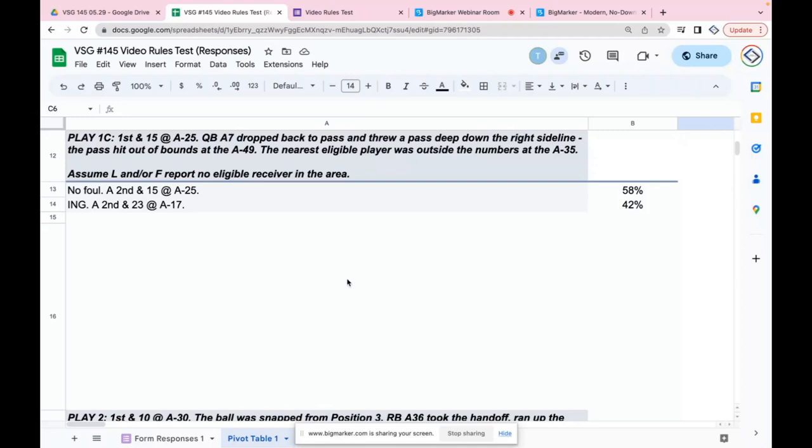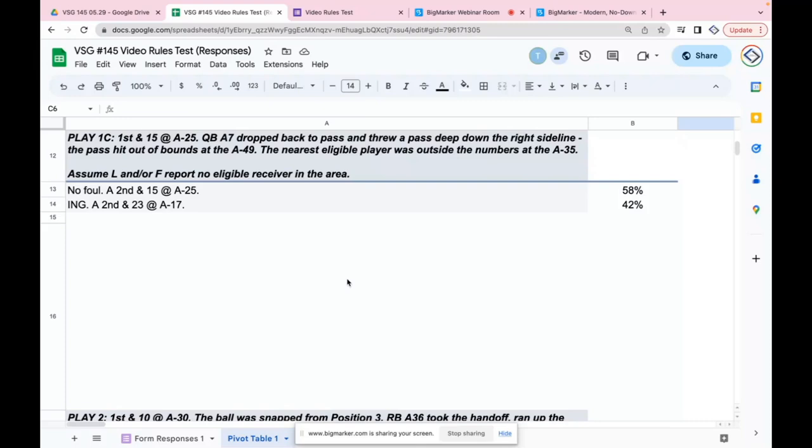Yeah, so here's the deal. Now what we're saying is we have either the L or F or both have told the referee there is no eligible in the area. So now the referee has to make a decision, because that's the first aspect of intentional grounding, eligible in the area and or pass being beyond the line of scrimmage. So they come and tell us, look, there's no eligible in the area. So now we got to make a decision as a referee.